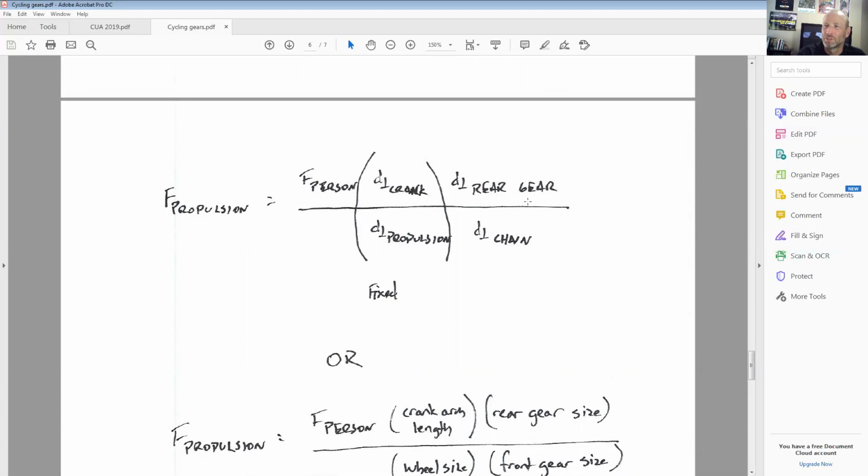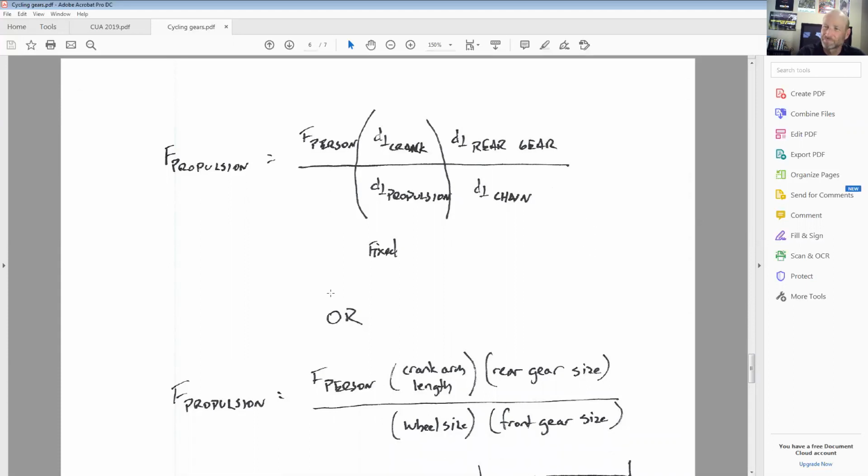Rear gear, we talk about that size in terms of number of teeth. A 28-tooth gear is bigger than an 11-tooth gear. D perpendicular chain is the front gear. A 53-tooth front gear is bigger than a 39-tooth gear. And you watch the bike anatomy and a couple of the videos I put up showing the bike. I'll talk through that, so make sure you watch those videos of me talking about the bike.